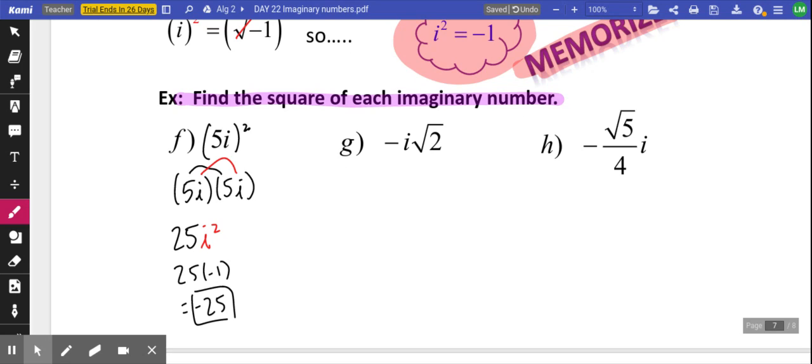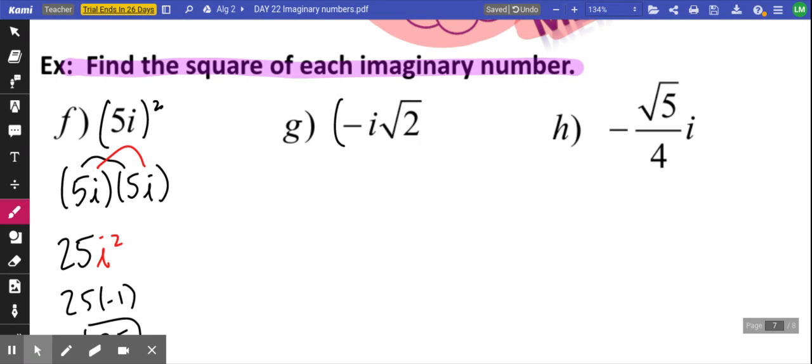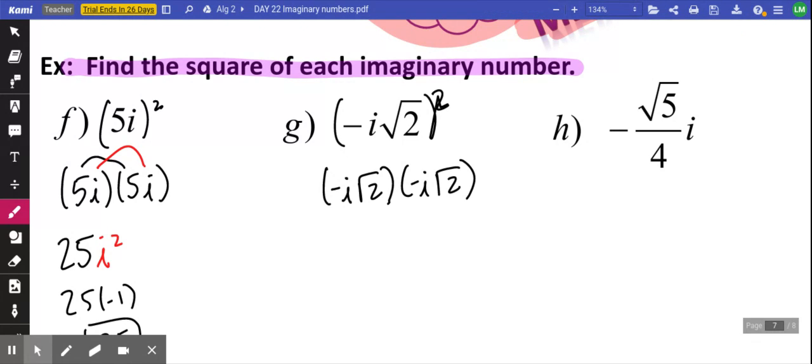All right, let's take a look at the next one here. All right, find the square. We're going to square this. And again, I always write this next to each other. So -i square root of 2 times -i root 2. And I'm just going to multiply each part together. So I have -i times -i. Remember, a negative times a negative is a positive.